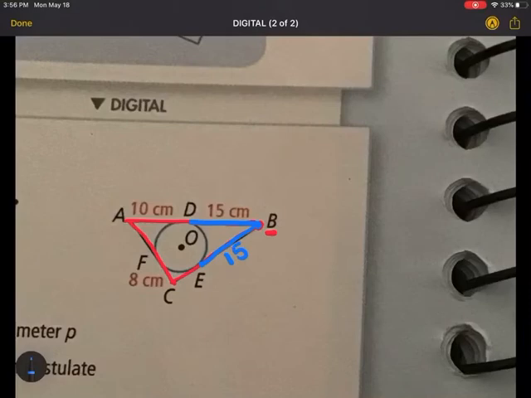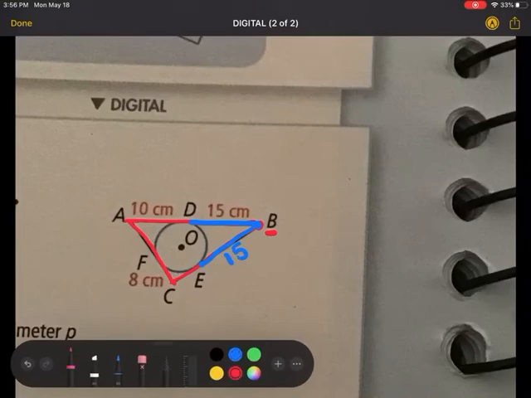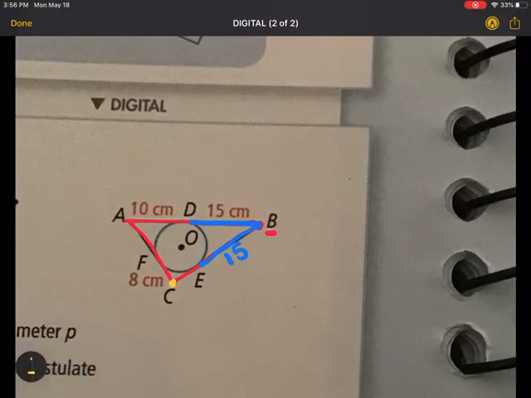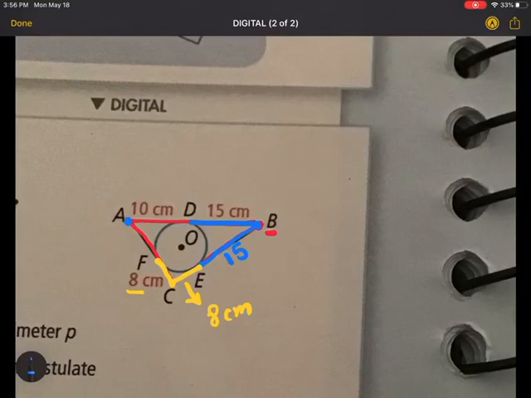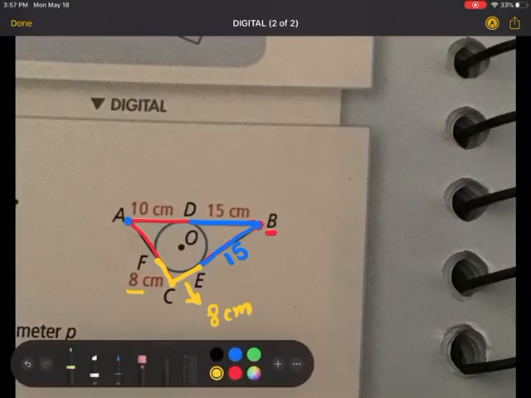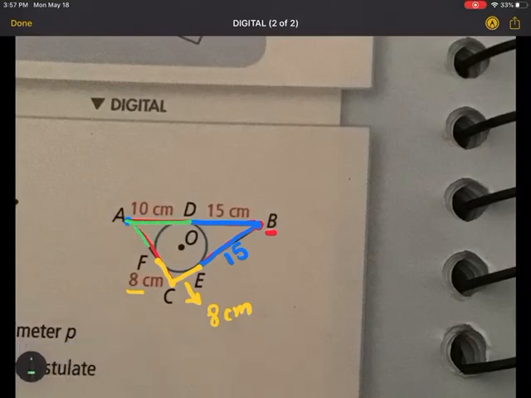Okay, is there any other pair of tangent lines we see? So now point C is another ending point, and I see two tangents coming from there. CE and CF, two tangents. So if one side is 8, the other one would also be 8 centimeters. Is there any other ending point? Yep, there's another one. From point A, I see two tangents coming. So AD and AF, two tangents. So if one side is 10, then the other one would also be 10 centimeters.